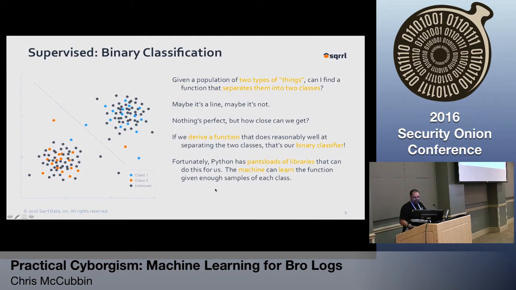Fortunately, Python and other languages have a truckload of libraries to do this sort of thing for you. It's been researched for a very long time. We know how these things behave, and the machine can just learn these through enough samples. And it's very good at it, given some caveats, right?